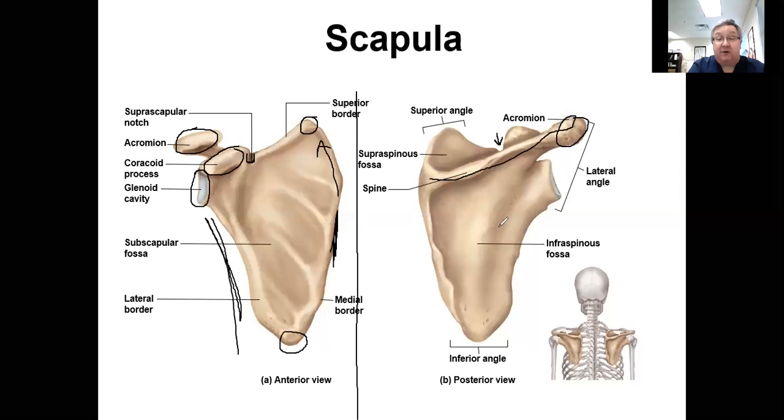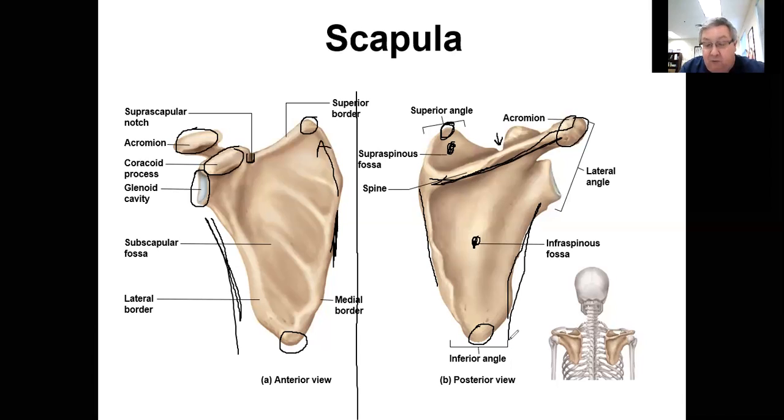Looking from the posterior view, here's the spine of the scapula again, splitting up the back. Right here is the supraspinous fossa, and right here is the infraspinous fossa. From the top, we have the superior angle. Here is the medial border again, and here is the inferior angle. Right here is the lateral border, and we have a lot of muscles coming from there. So I'm going to go through all of these parts and what muscles come off of them.